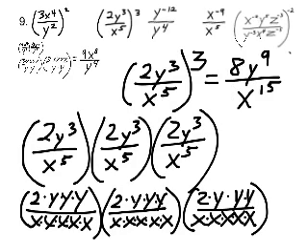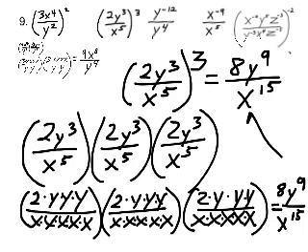Now we can just add them up. Well, we see we've got 8, 2 times 2 times 2. That's 8. And we've got 1, 2, 3, 4, 5, 6, 7, 8, 9 y's. Y to the 9. And we've got 5, 10, 15 x's. X to the 15. So, same thing.